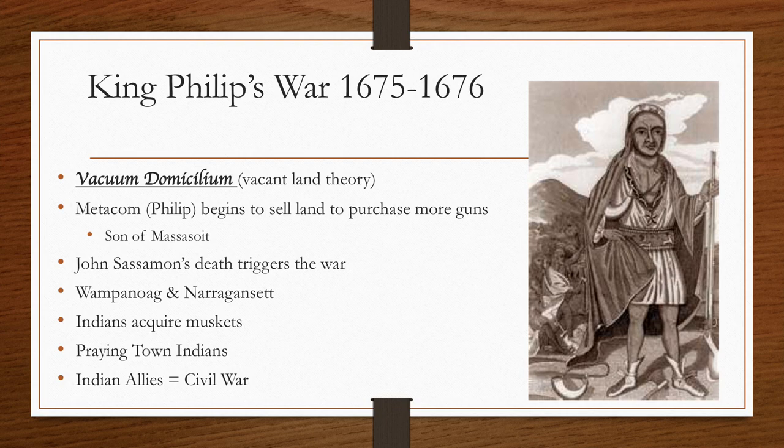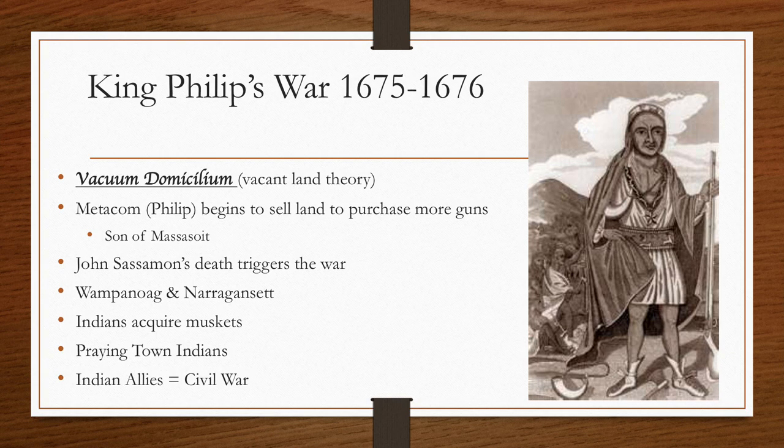And Metacom takes the Christian name Philip, by the way. He took the name Philip to try to get along with the Puritans. The Puritans mockingly call him King Philip. He never called himself King Philip. This is a portrait of him. So the Wampanoag Indians, the Narragansett Indians, and other Indian tribes are all acquiring muskets. They're buying them from French and Dutch traders specifically. And it becomes obvious that something bad is about to happen, and it is.